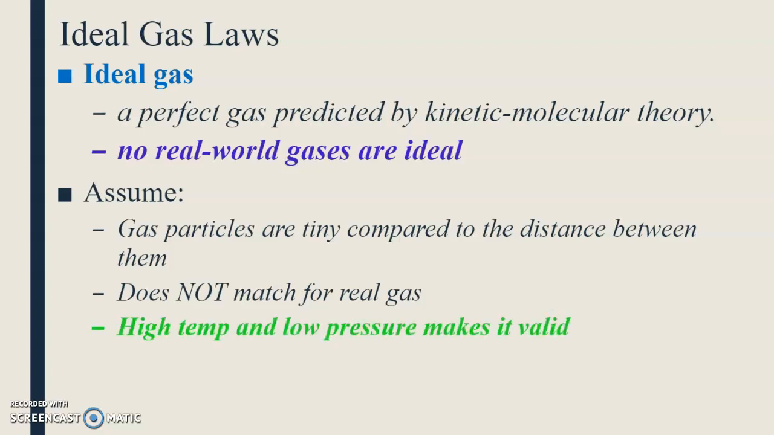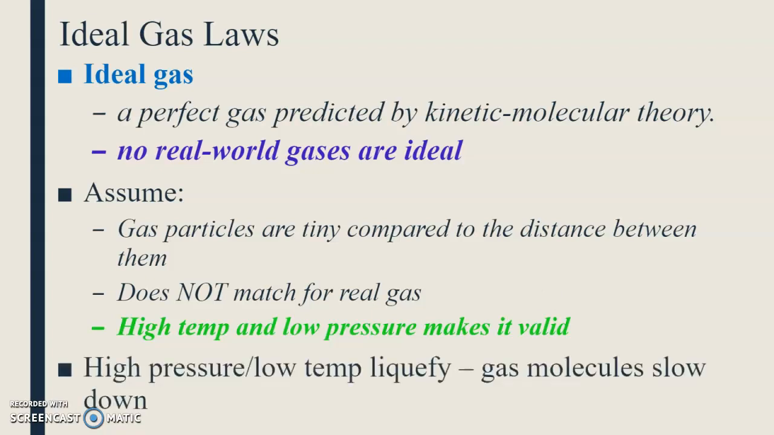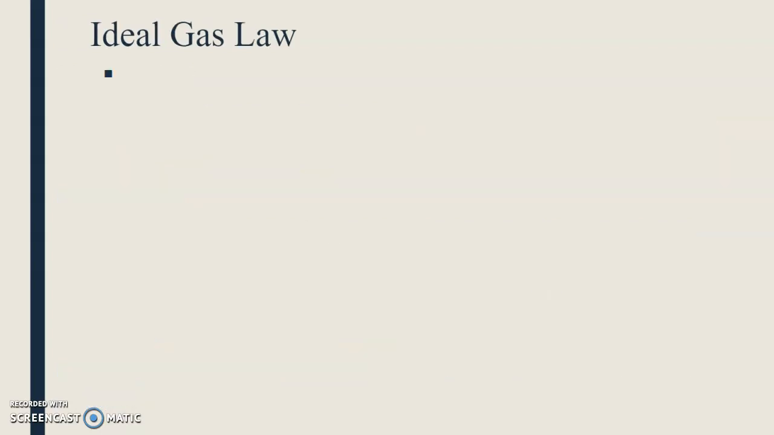High temperatures and low pressure make it valid, and so we have to have that. But with high pressure and low temperature, we have a liquefied situation, so those gas molecules are actually going to slow down and go from the gas to become a liquid. That's basically what that's saying, okay? All right, and so the equation for the gas law, it looks complicated, but it really isn't as bad. It's PV equals nRT.